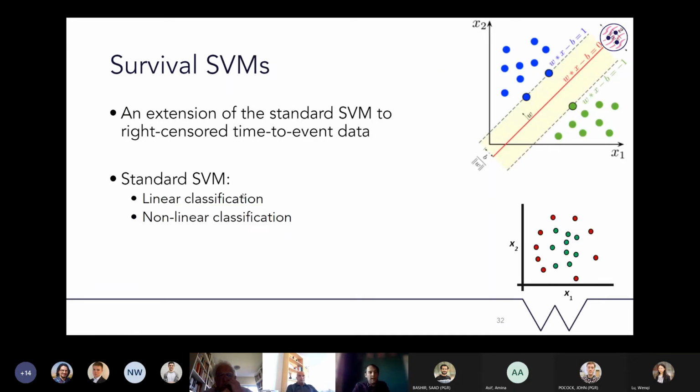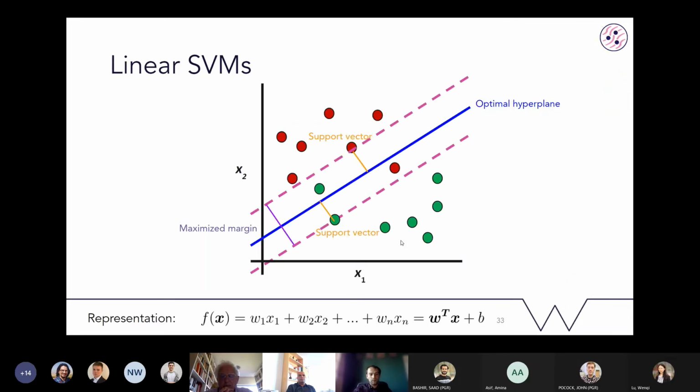So I'm going to go into more detail about survival SVMs, and these are an extension of the standard support vector machine, but to right censored time to event data. And before I go into much detail about that, I'm going to quickly recap what we know already about standard SVMs. And we know that they can be used in a linear or a non-linear fashion.